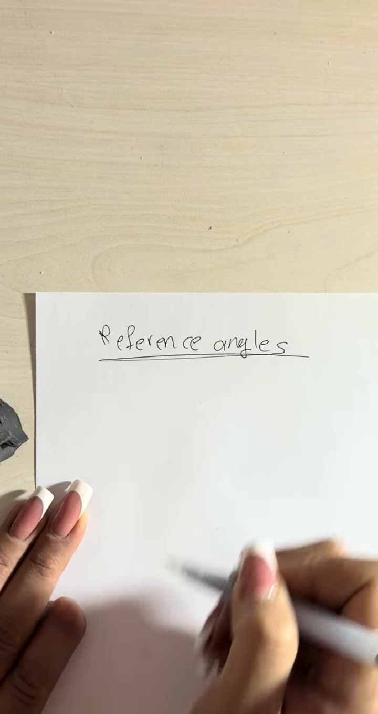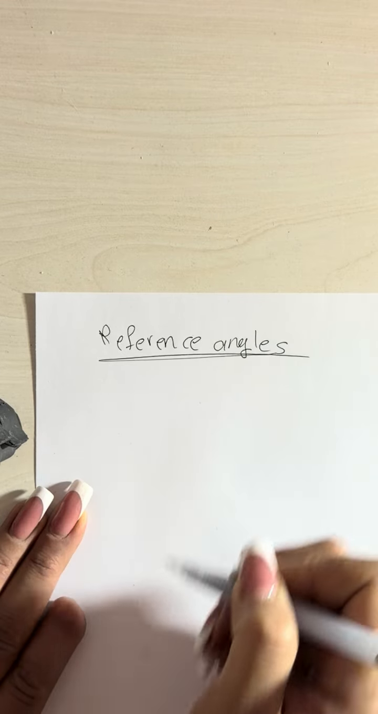Okay, the only thing that we need to know is where is that angle? I mean, at which quadrant? So here, this one is the first quadrant. This one is the second quadrant. This one is the third quadrant. And this one is the fourth quadrant.